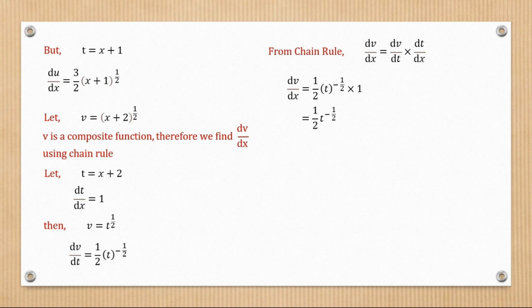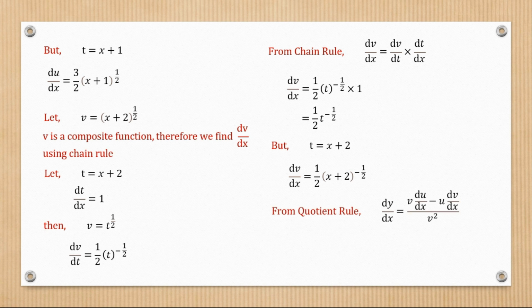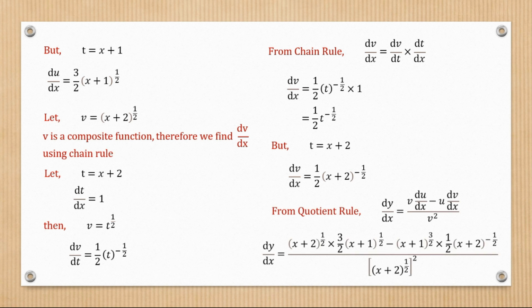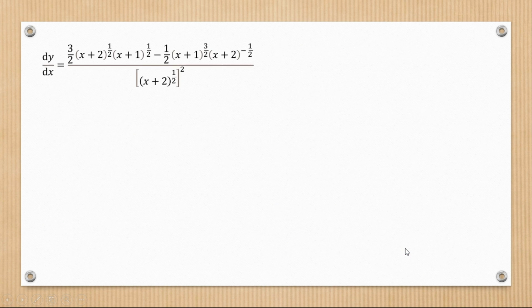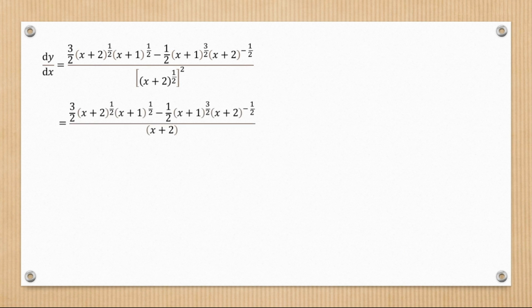So now therefore we have a half t to the power negative a half, but t is x plus 2 in this case. So therefore dv dx shall be equal to a half into x plus 2 power negative a half. So from quotient rule, we're going to substitute in the values, and this is what we end up having. So basically observe a denominator, a half times 2 is power 1, and that basically remains with the power 1. Then this is what you actually end up having in a more simplified version. So now this is what we end up having.